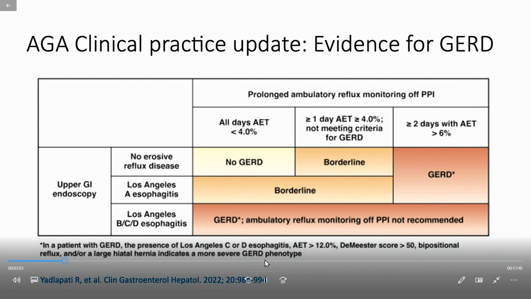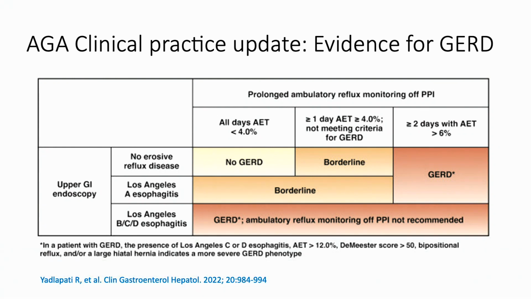Now, the latest AGA clinical practice update for the evidence of GERD puts together the data from upper GI endoscopy and from prolonged reflux monitoring off PPI therapy, and affirmatively defines GERD by the presence of LA classes B, C, or D, or the presence of abnormal esophageal acid exposure time, defined as percent time pH less than 4 of more than 6% on at least 2 days. It also excludes GERD in patients who have no erosions on the upper GI endoscopy, and the esophageal exposure time on all days using prolonged pH monitoring is less than 4%.